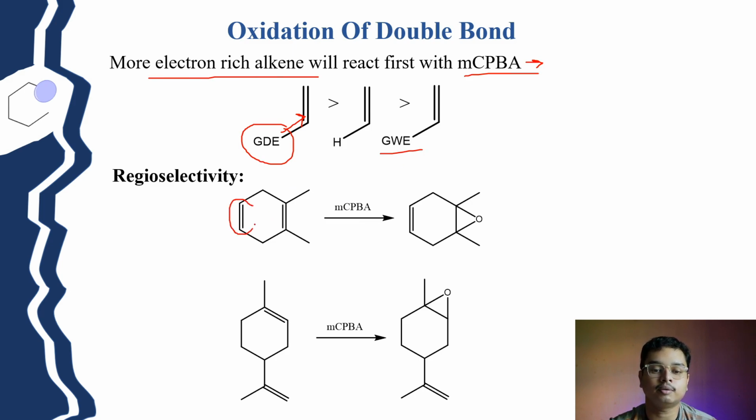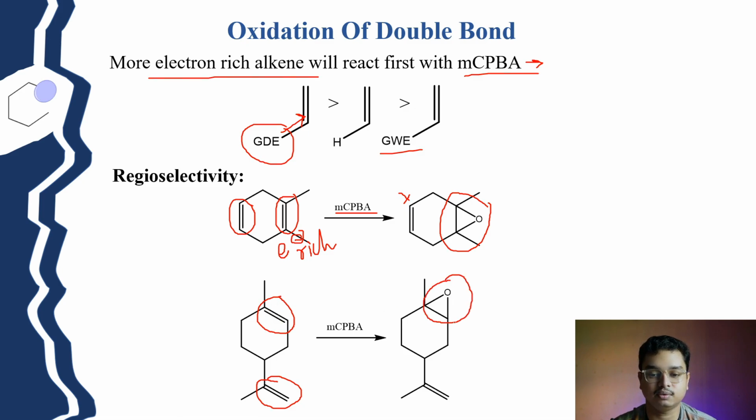Here is a normal alkene, and there is a substituted alkene, and this alkene is the electron rich one. Due to this electron richness, one equivalent of mCPBA will show epoxidation here, not here. So this is a regioselective reaction. Similarly, between this isolated alkene and this particular substituted alkene, this is the more electron-rich alkene, so epoxidation has been observed at this center only.